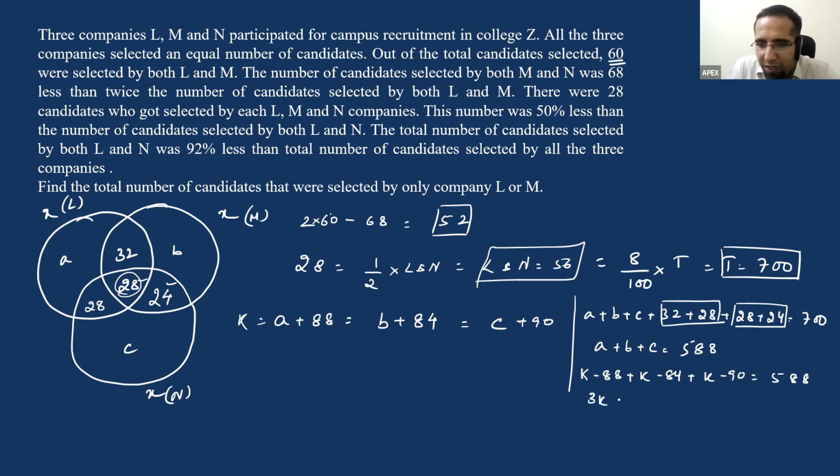So what do we have? We have 3K is equal to 588 plus. Clear? So 88 plus 84 is 172. Clear, guys? Now 172 plus 90 will give you how much? 262, and I'm adding that to 588. So 588 plus 262 gives me 850. Clear?